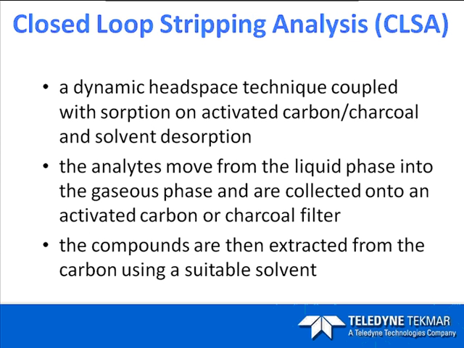If we take a look at closed loop stripping analysis, it's basically a dynamic headspace technique that's coupled with sorption onto activated carbon or charcoal and uses solvent desorption to remove those analytes back off. These analytes move from that liquid phase, generally the water, into the gaseous phase, and then they're collected onto the activated carbon or charcoal filter. Then a suitable solvent is used to extract those analytes from the carbon and into the GC.